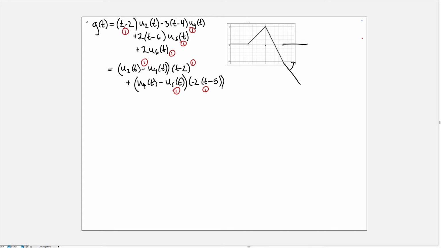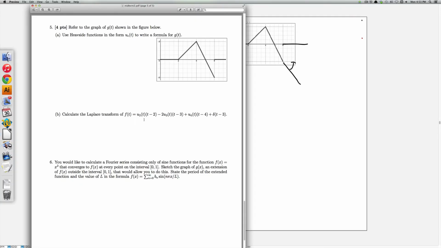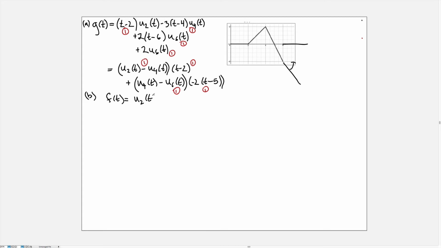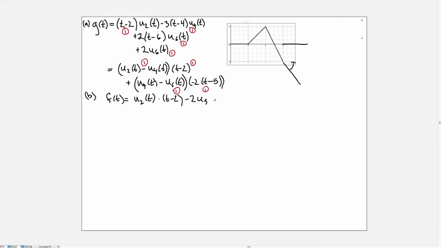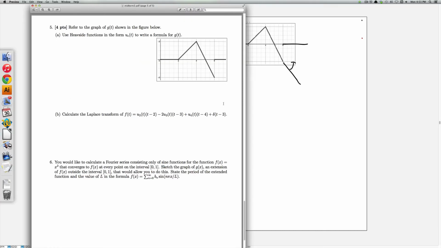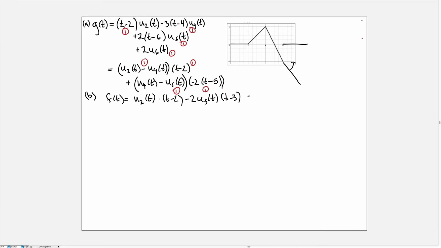So for part B, you were asked to take the transform of f of t equal, this is a totally different function, u2 of t multiplied by t minus 2, minus 2u sub 3 of t times t minus 3, plus u sub 4 of t times t minus 4, plus delta of t minus 3.